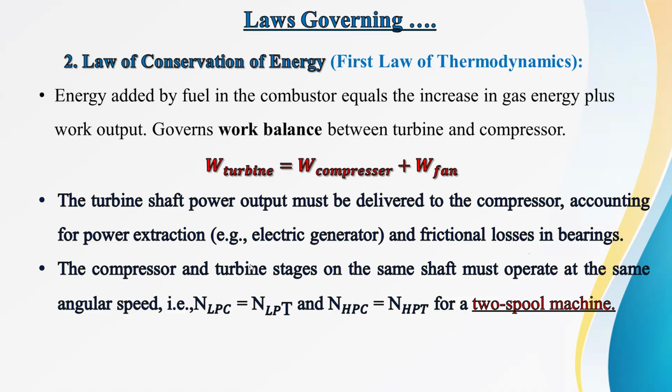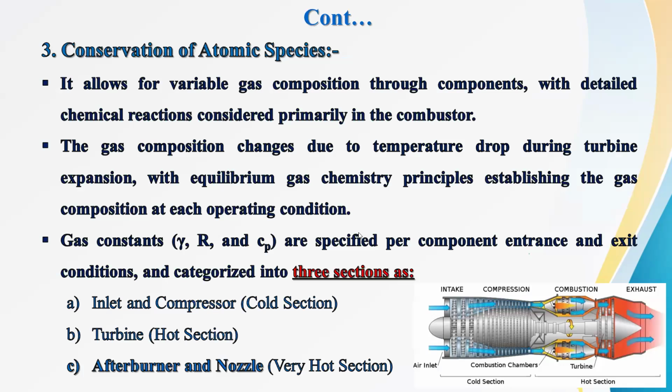So the angular speed of the low pressure compressor is equal to the angular speed of the low pressure turbine. And the angular speed of the high pressure compressor is equal to the angular speed of the high pressure turbine. This is in the case of two spool machines, or two spool engines. The third is conservation of atomic species, which we discussed in the last chapter.